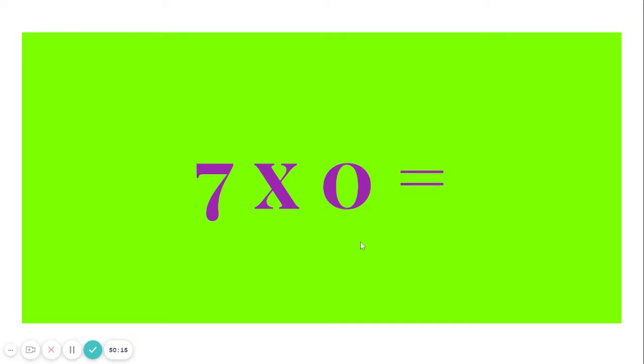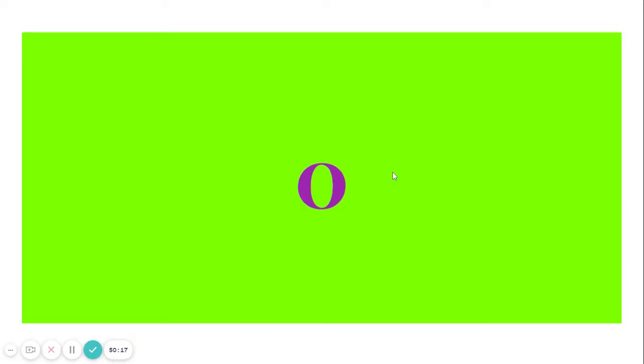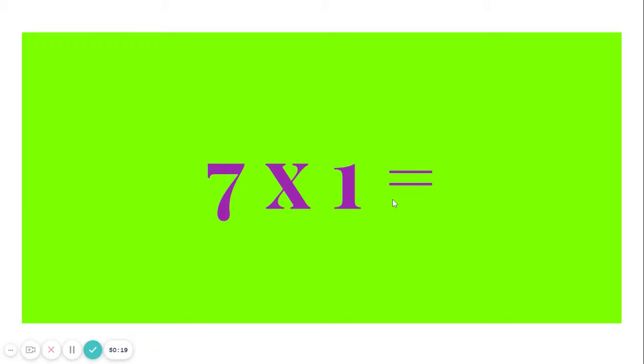7 times 0, 0. 7 times 1, 7. 7 times 2, 14. 7 times 3. So if you know 7 times 2 is 14, one more 7. 14 and 7 is 21. Or remember, 3 weeks is 21 days.